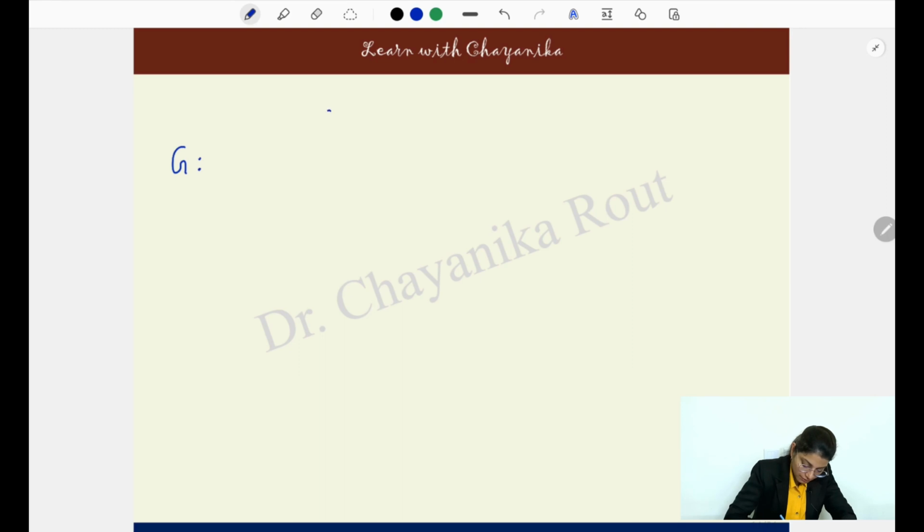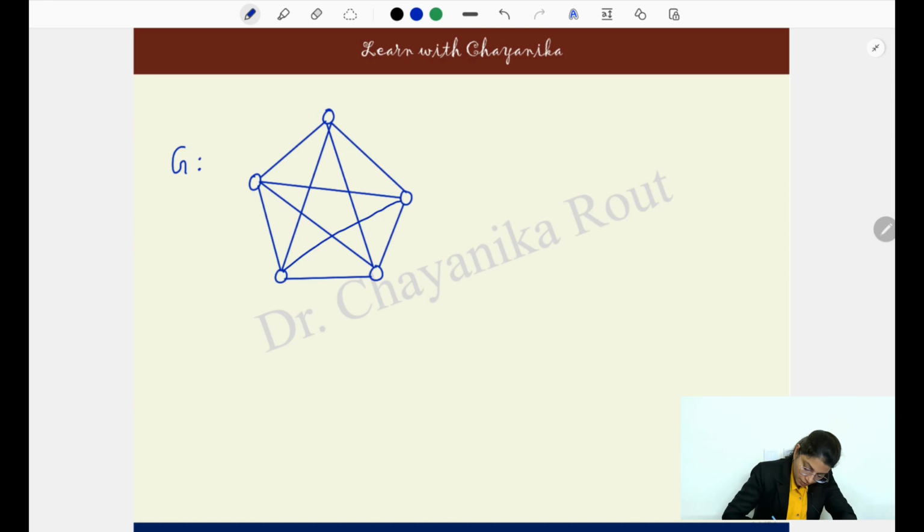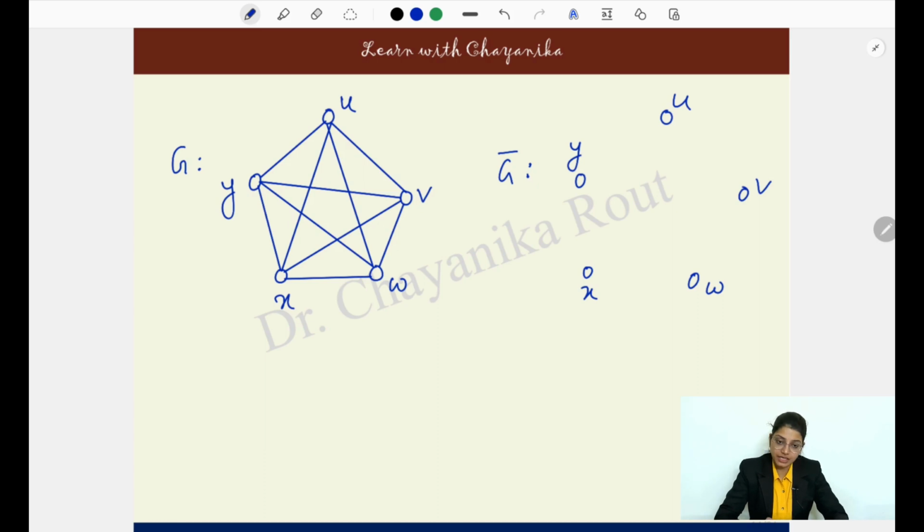Suppose our graph G is this graph. So there are 5 vertices, say u, v, w, x, y. Order is 5. So in the complement graph also we will have the same 5 vertices. Now if you see carefully in the graph G, you will not find any pair of vertices which are non-adjacent. You will see every pair of vertices adjacent. Why? Because what I have drawn is nothing but K5. This is the complete graph of order 5.